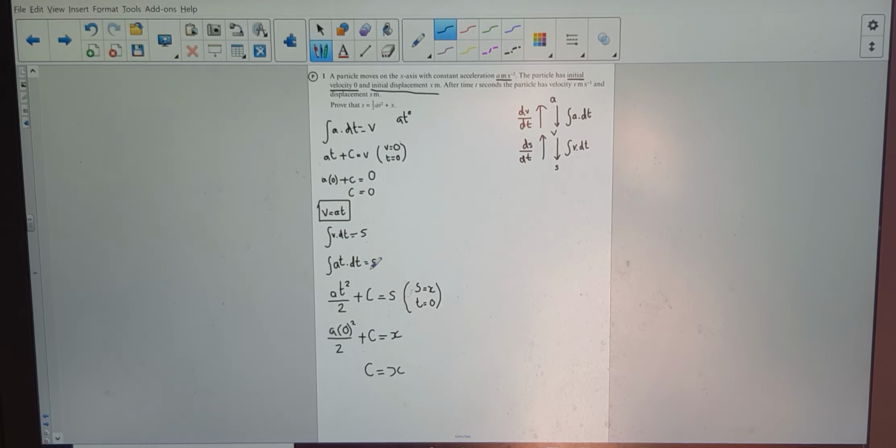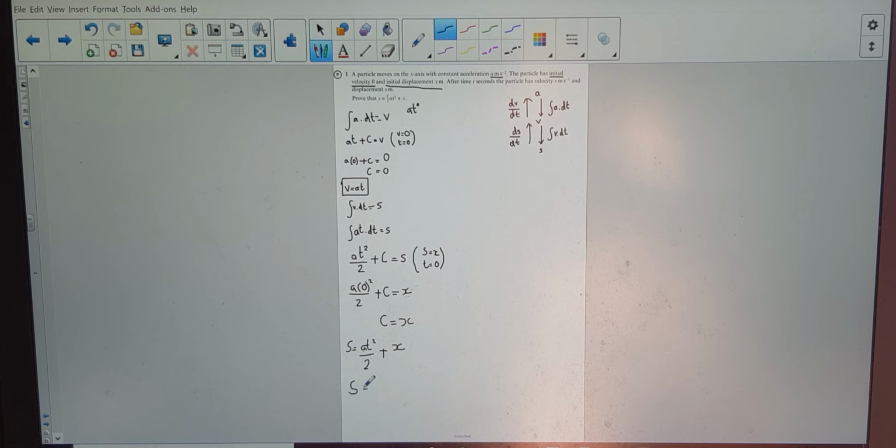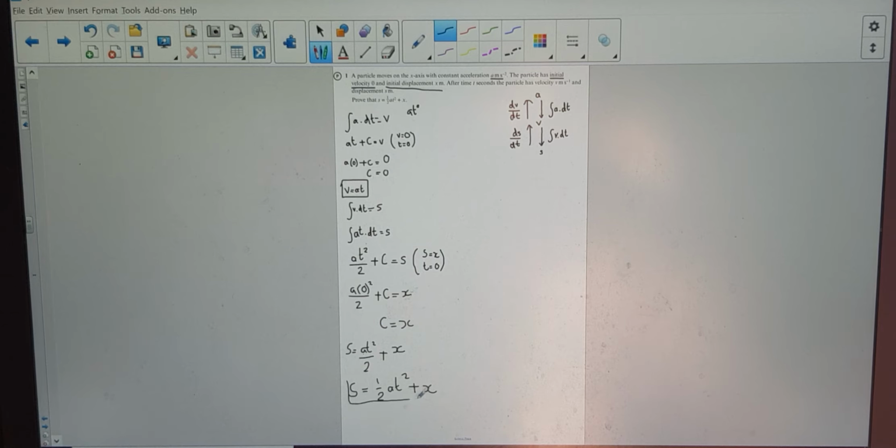Let's rewrite my expression for s. I have my expression for s here. So s equals a half at squared over 2 plus c, which I've just worked out is x. I've done it. I've proven s equals, well, it's the same. It's just the same way as writing s equals a half at squared plus x. Yeah. So here we have our final answer.